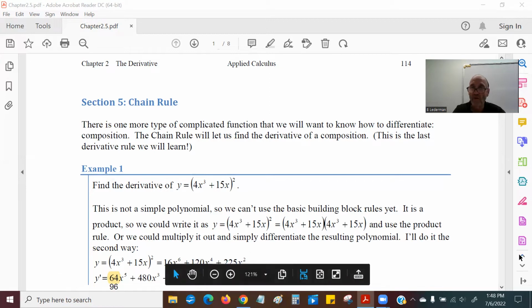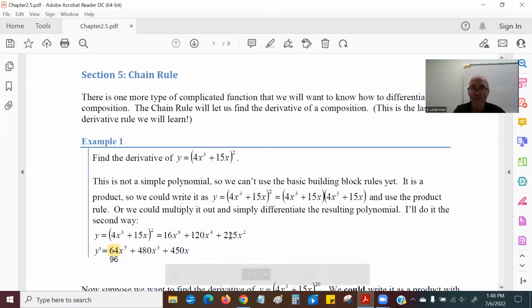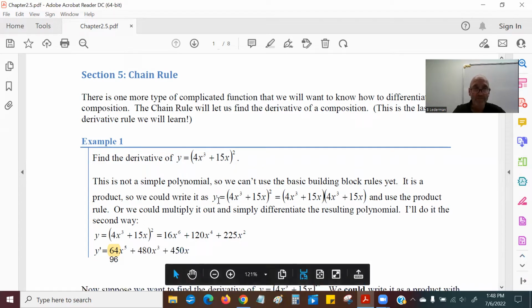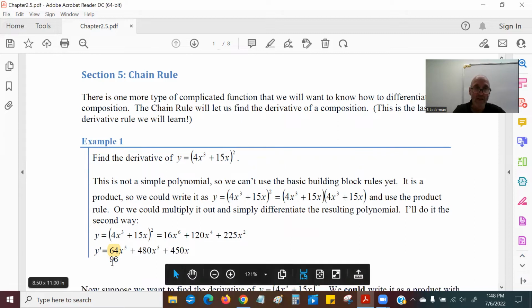And when you FOIL this out, you're going to get 4 times 4 is 16x to the sixth. 15 times 15 is 225x squared. The middle term is going to wind up being 120x to the fourth. And when you take the derivative, 16x to the sixth is 96x to the fifth.